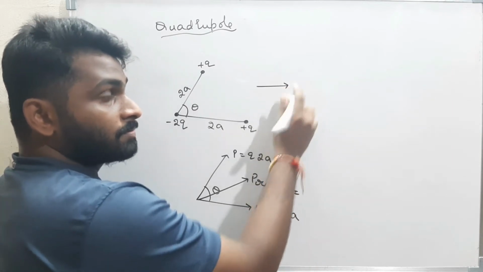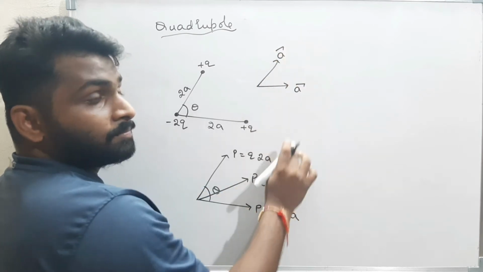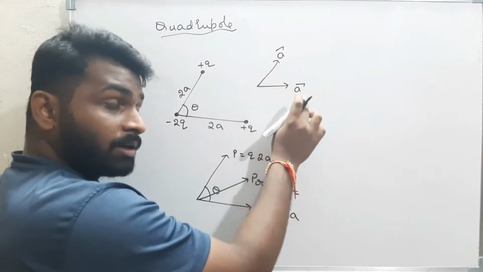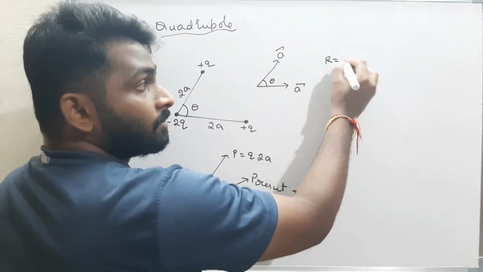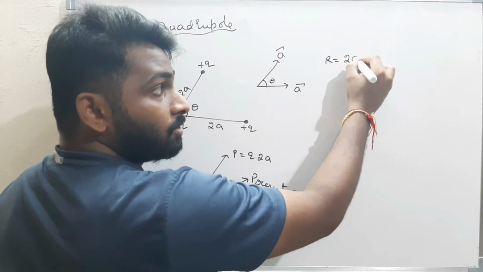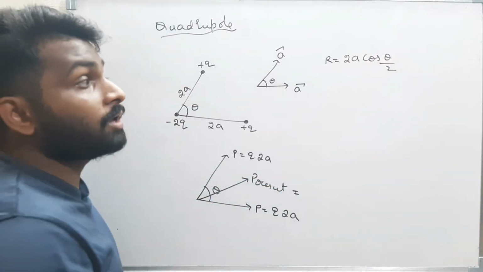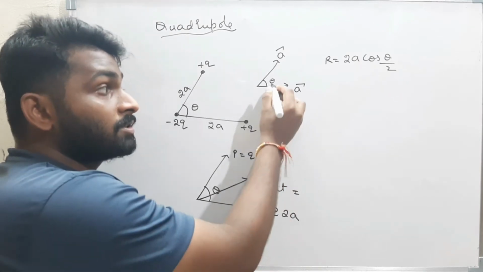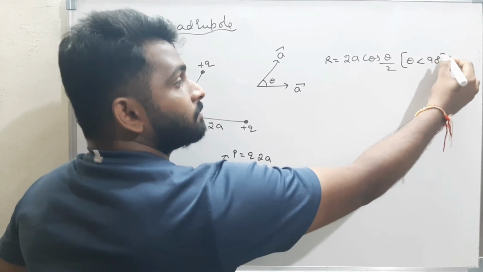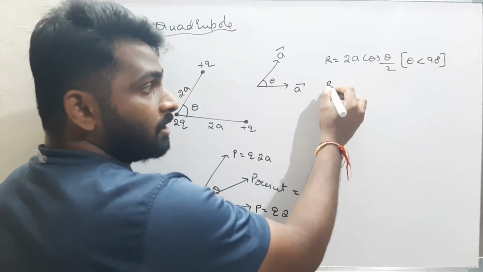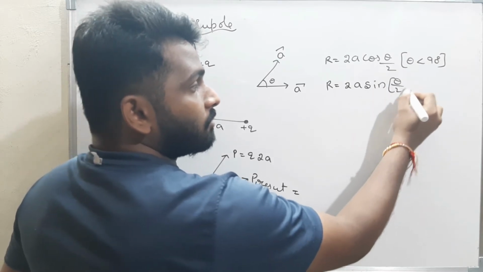If this is A bar and this is A bar, if two equal vectors are making some angle theta, then what is the resultant? The resultant is 2a cos theta by 2, if this theta is less than 90 degrees, or the resultant is 2a sin theta by 2.